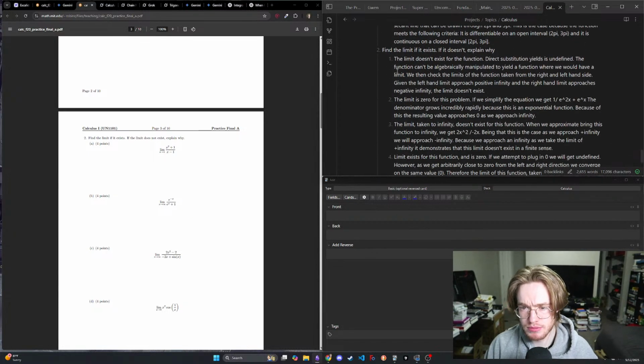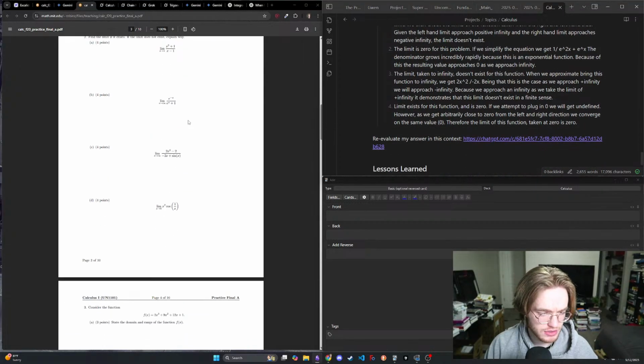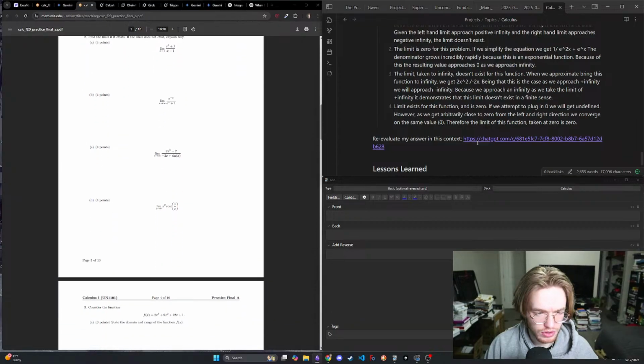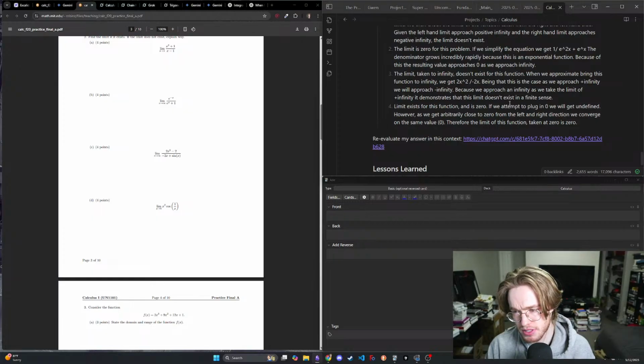Okay, so we find the limit if it exists, and if it doesn't, explain why. So we're on problem 4. The limit exists for this function and it is 0. If we attempt to plug in 0, we will get undefined. However, as we get arbitrarily close to 0 from the left and right direction, we converge on the same value. Therefore, the limit of this function at 0 is 0.